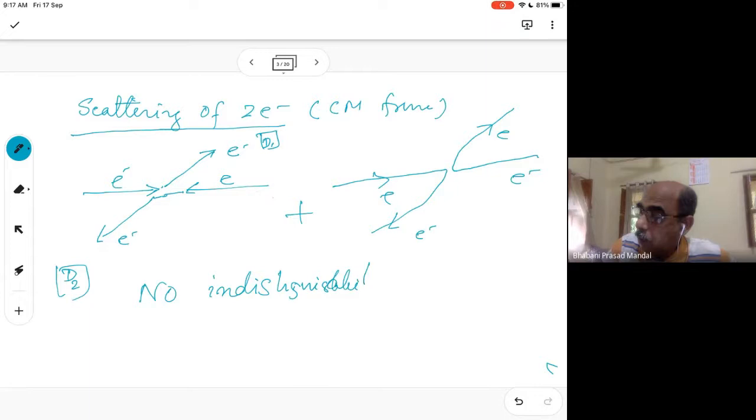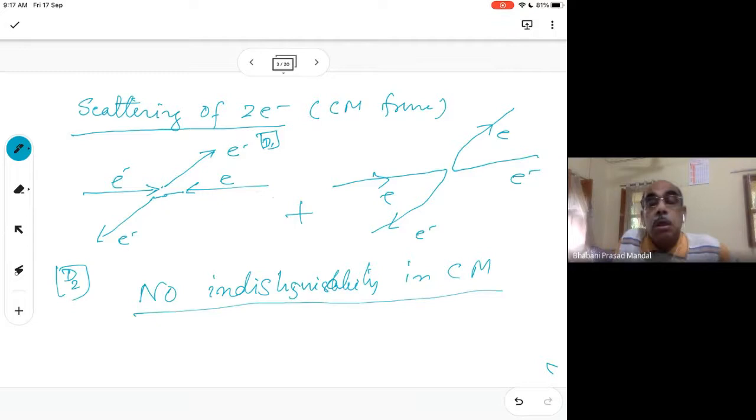Why? Because in classical mechanics you can always identify two particles that have the same mass, same charge, and all the same inherent properties. Still, you can identify a classical particle.